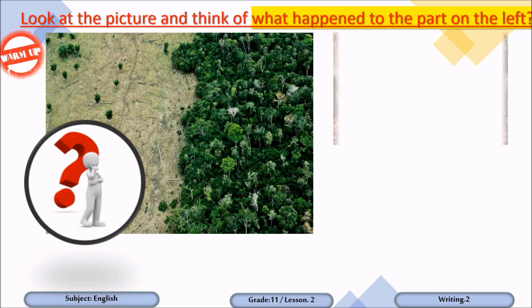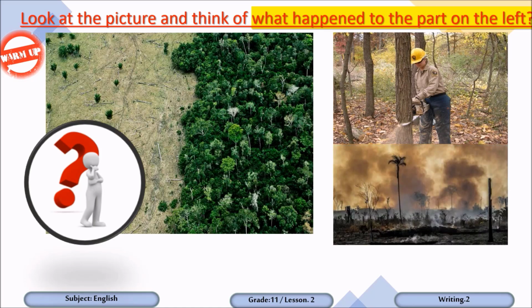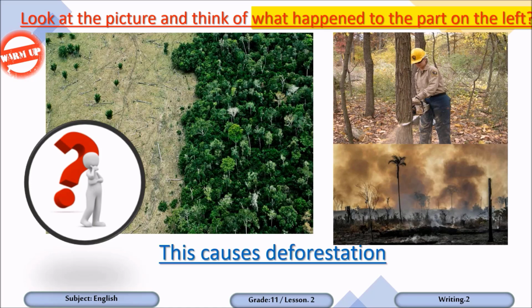Okay, let's look at the first picture. So, this may happen because of cutting down the forests. And the second picture, this may happen because of the fires of some forests. This causes deforestation, and deforestation means the disappearance of the green areas.